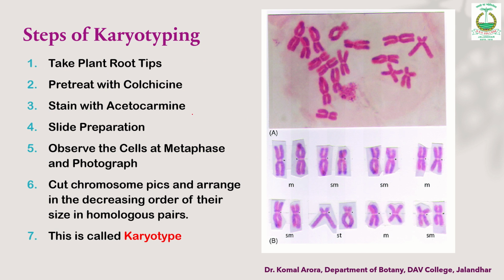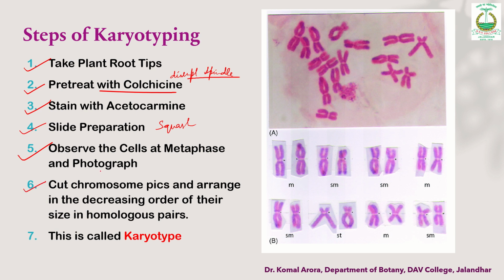So what is the basic procedure? We take plant root tips and treat them with colchicine. Colchicine disrupts the spindle, so there will be no spindle formation and chromosomes won't be able to align themselves on the spindle apparatus. The number of chromosomes gets doubled, but there is no further separation towards opposite poles. Then we stain those chromosomes with acetocarmine, a chromosomal stain. The slide is prepared by the squash technique. Then we observe the cells at metaphase and photograph those areas.